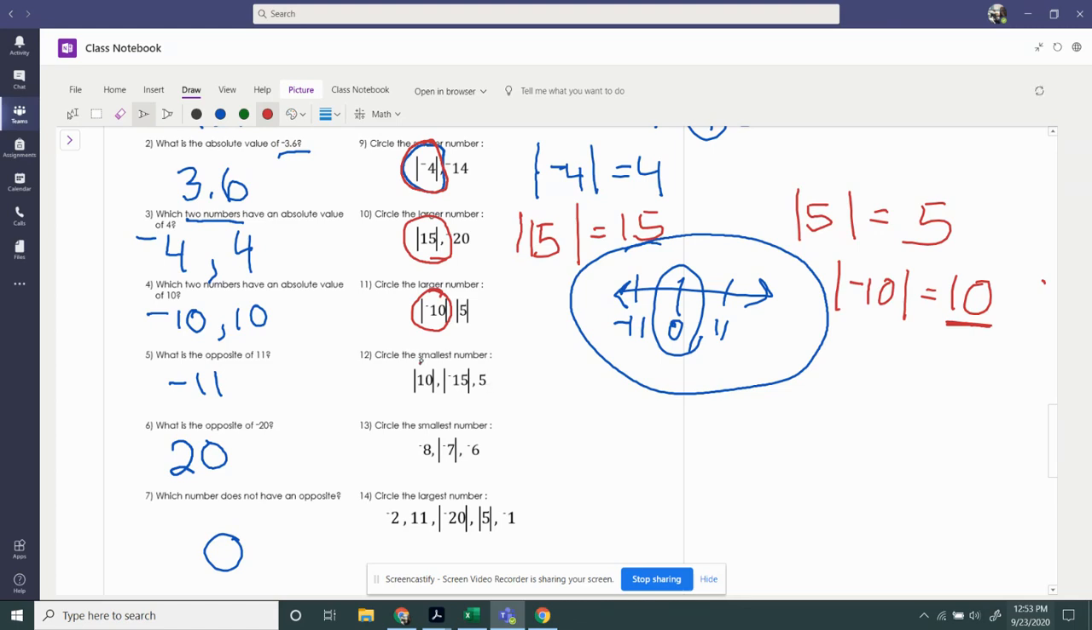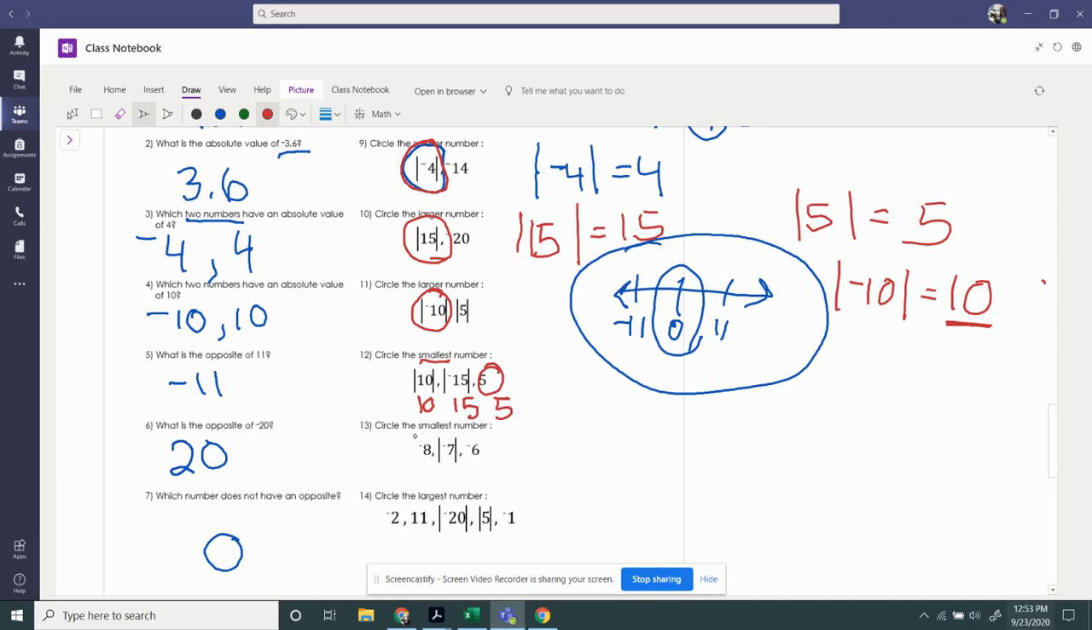Now here, changing it up a little, we're asked to evaluate for the smallest number. The absolute value of 10 is 10. The absolute value of negative 15 is 15. And then we have the 5. So which one is smaller? The 5.